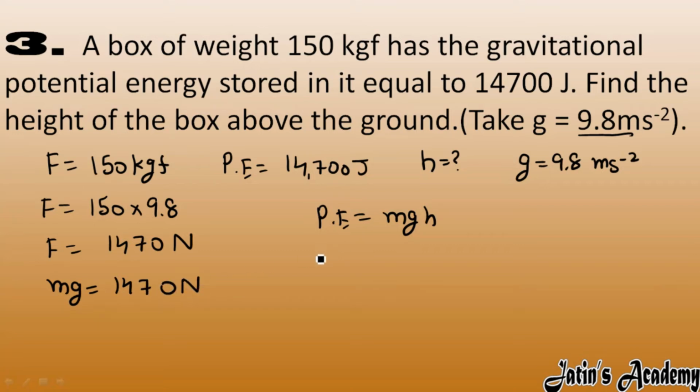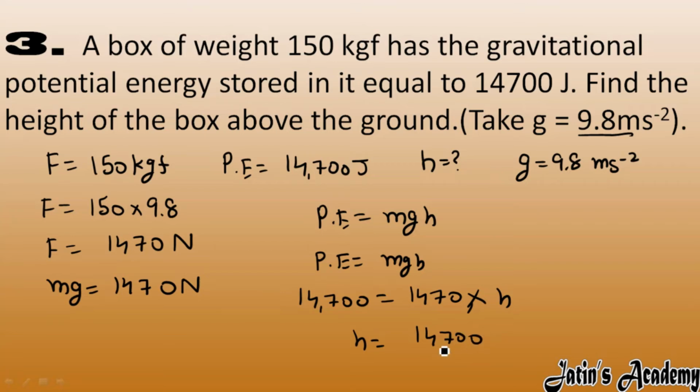Now put the value here. Potential energy is mgh, potential energy we have 14,700, mass m into g we have 1470 into h. So h value is this divided by this. So here we will cancel out and we will get only 10.